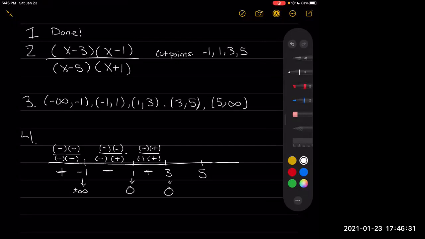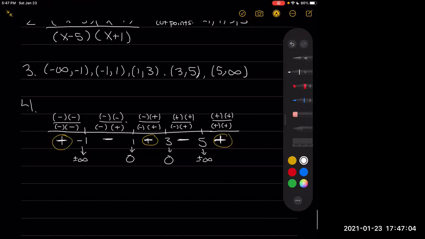And then in between 3 and 5, we will get a positive, a negative, a positive. So overall a negative. And our 5 is also a vertical asymptote, so this will also go towards infinity. And anything bigger than 5, we will see we have a positive, positive, positive, positive. So overall, all positive. And the positives are what we want for our inequality.